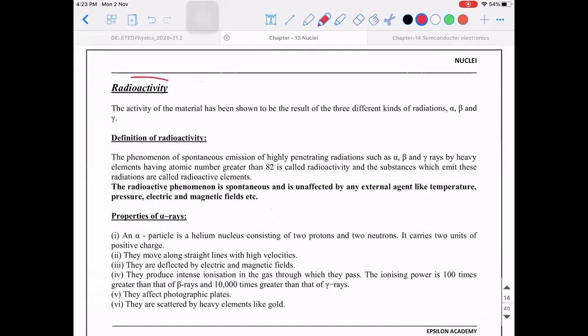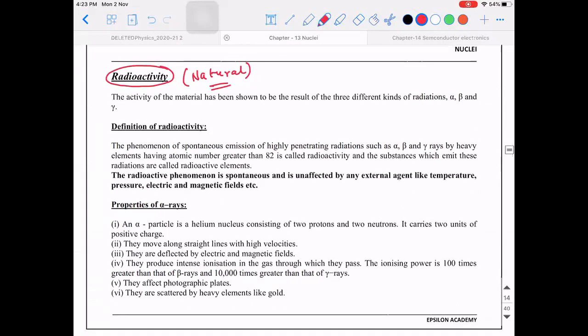So I told you about radioactivity, right? Radioactivity is a phenomenon which happens naturally. It's a spontaneous process. Okay. So by now you should have understood what radioactivity is. If you have a nucleus which is unstable, what do you mean by unstable? It has more atomic mass and less binding energy per nucleon.